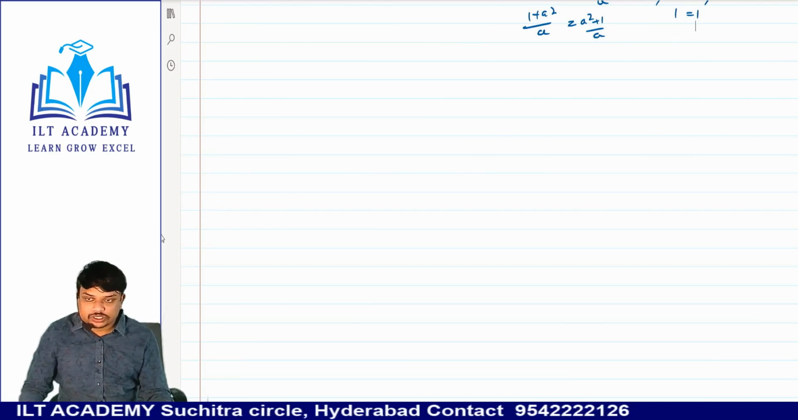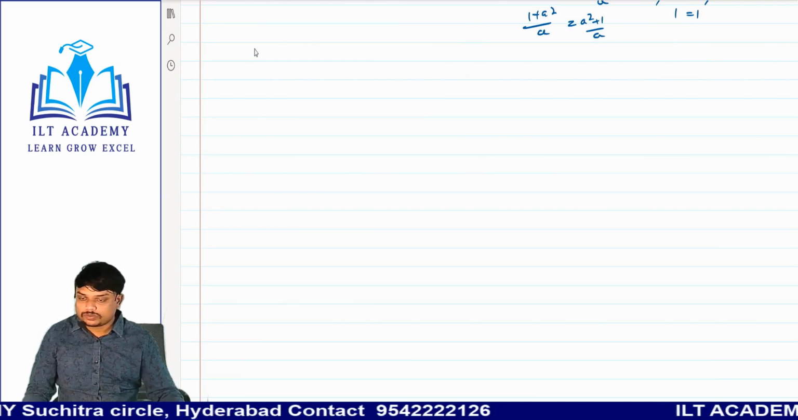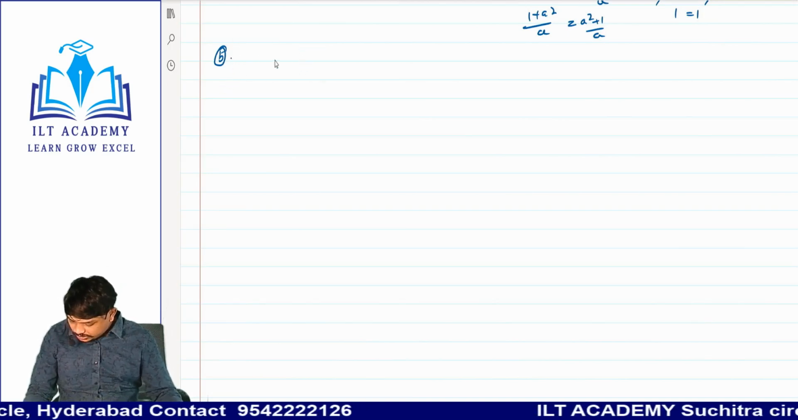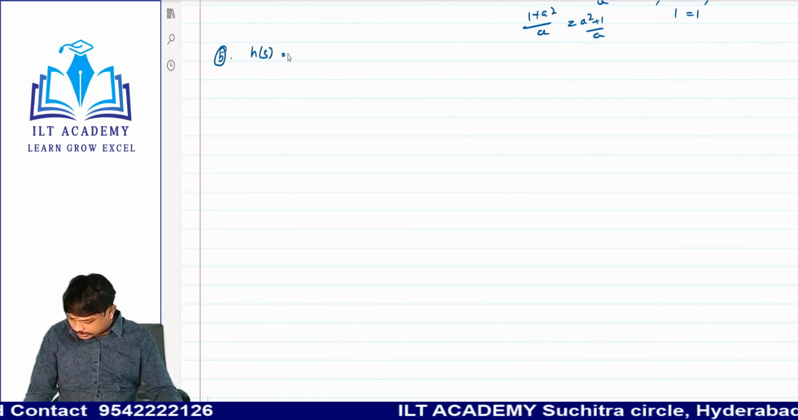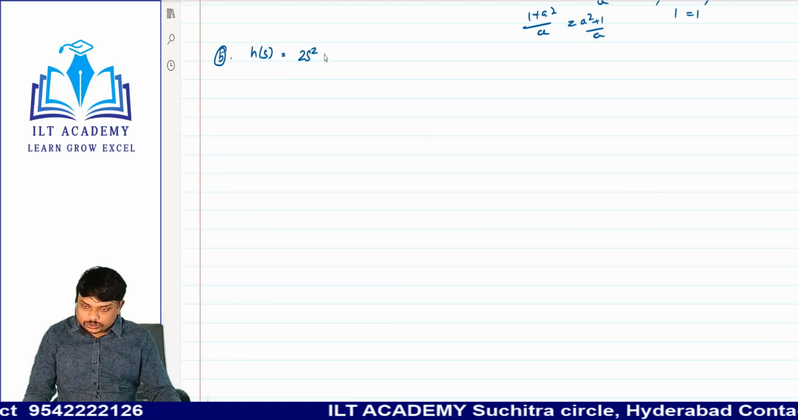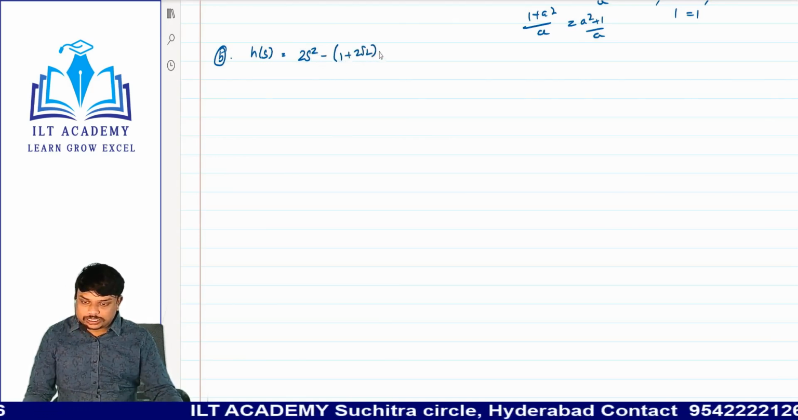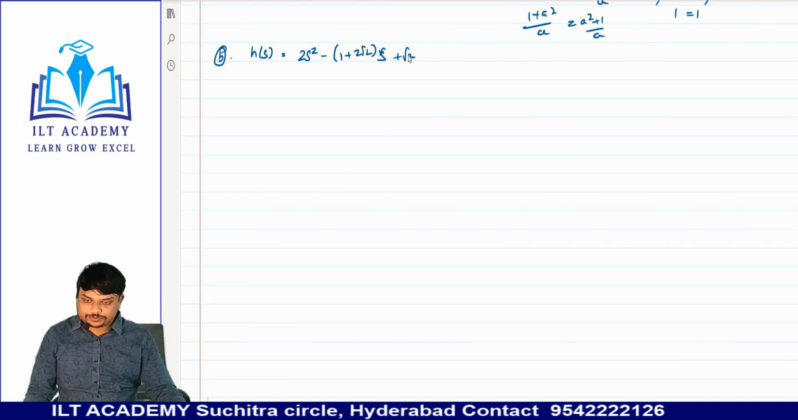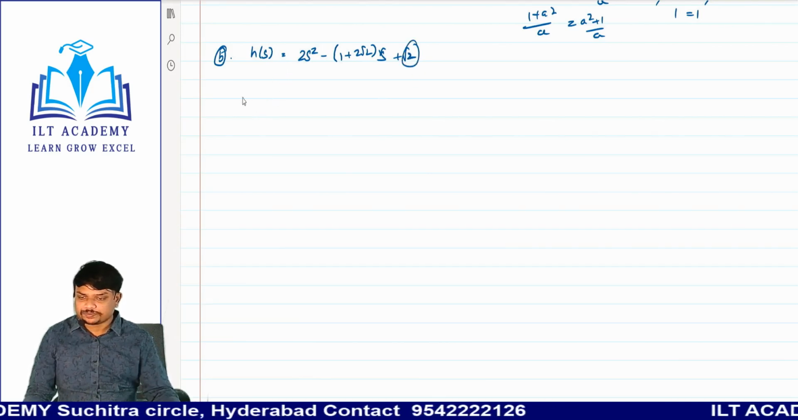Come on, we need to focus on our fifth sum. फिफ्थ वाला क्वेश्चन क्या है देखो. H of s is equal to a square minus 1 plus s plus. Clear? Now same to same, nothing new.